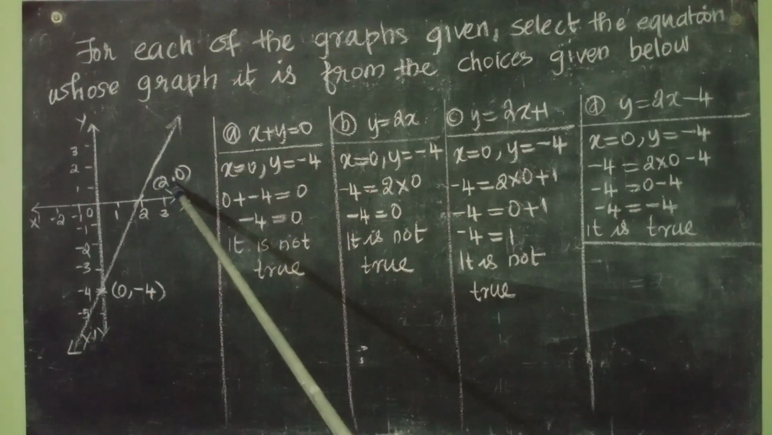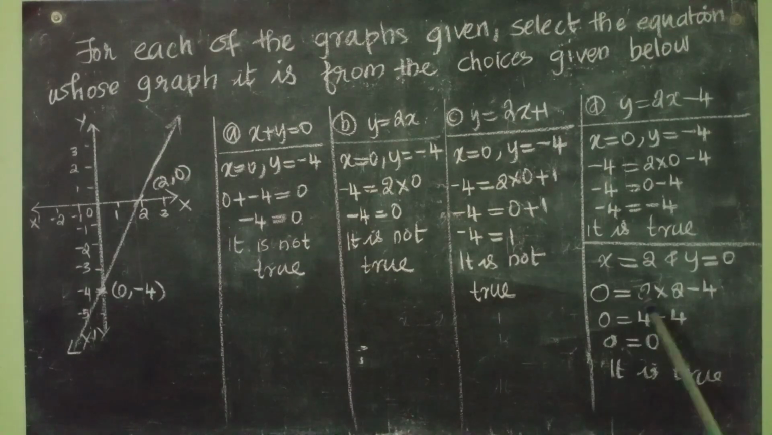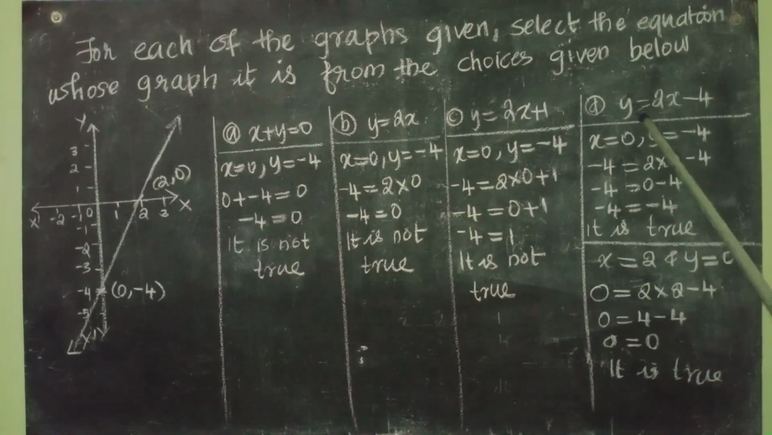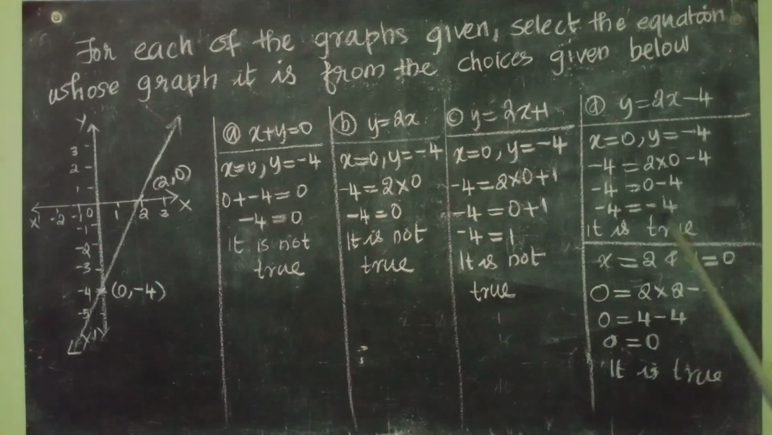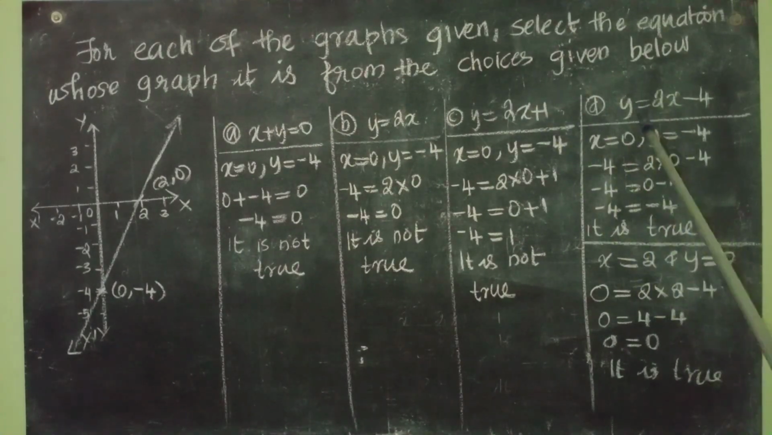Second solution is 2, 0. x equal to 2 and y equal to 0. Let us check. So if we give x equal to 2 and y equal to 0 in this equation, we get 0 equal to 2 into 2 minus 4. That is 0 equal to 4 minus 4. 0 equal to 0. It is true. So both solutions are true in this equation. So we can say this graph is represented by the equation y equal to 2x minus 4.